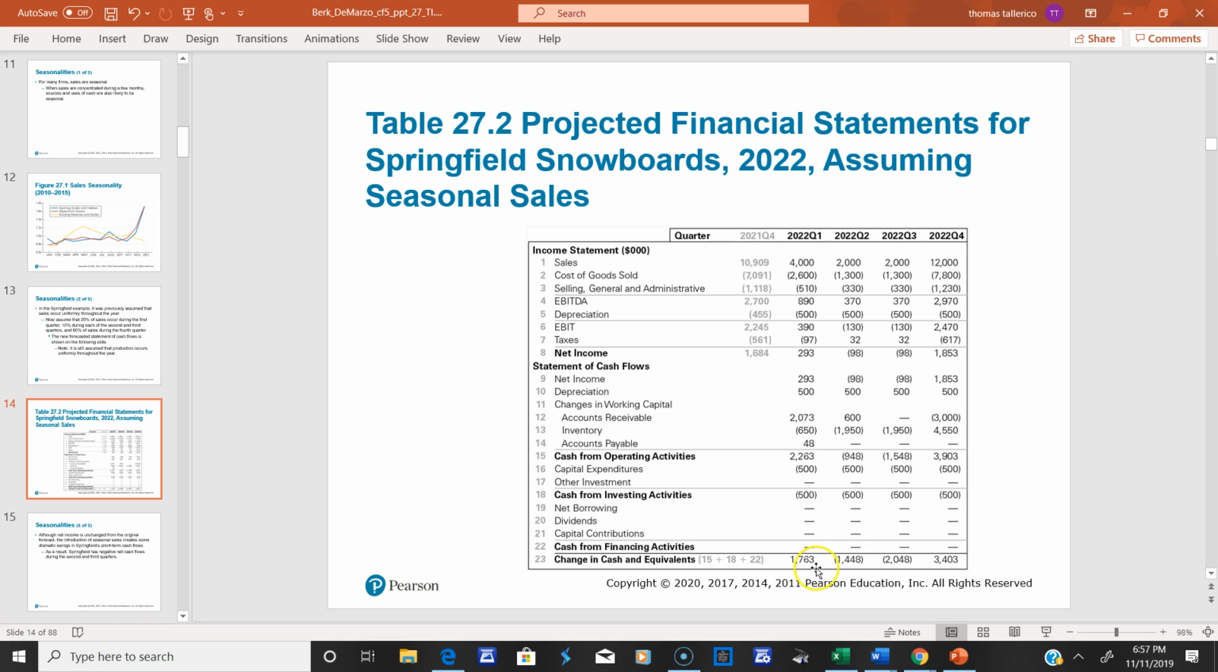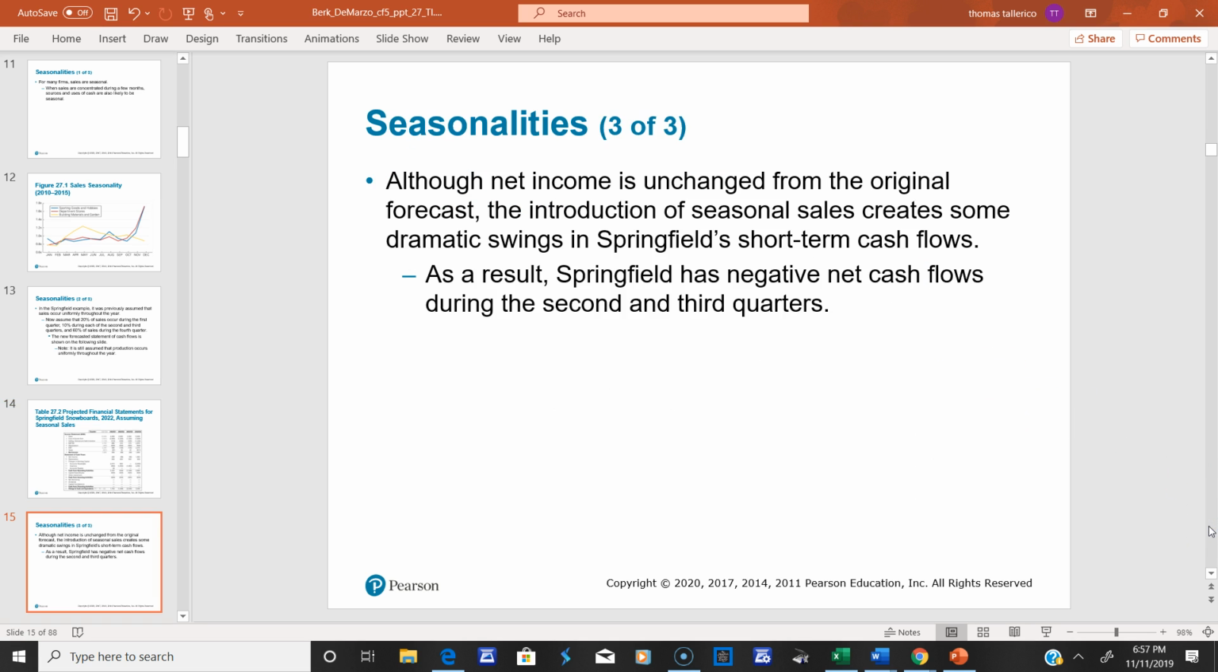And you'll notice in a more realistic example, there's a positive cash flow, and then there are 2 quarters where there are negative cash flows that they have to borrow for, and in the 4th quarter there's a positive cash flow. Probably because of the increased sales, as you notice around the holiday. All right, so although net income is unchanged from the original forecast, with seasonal sales there are some dramatic swings in short-term cash flows, as we saw.